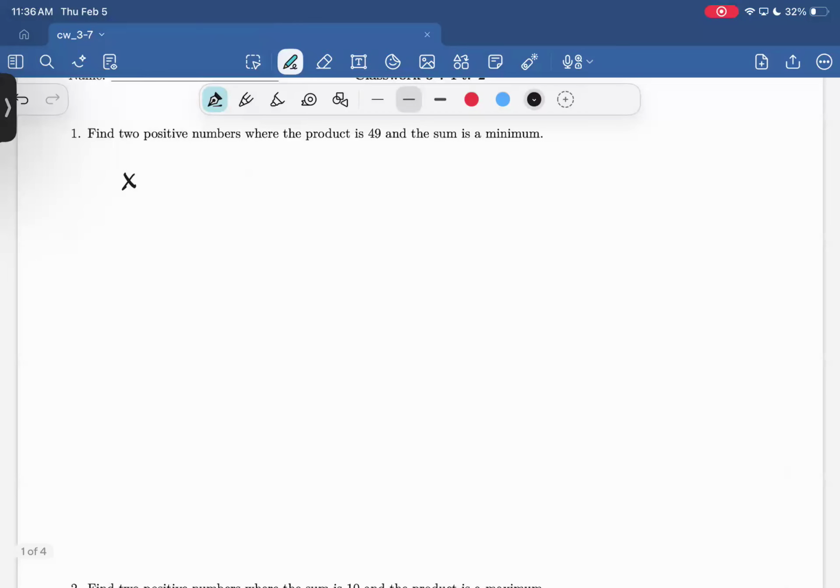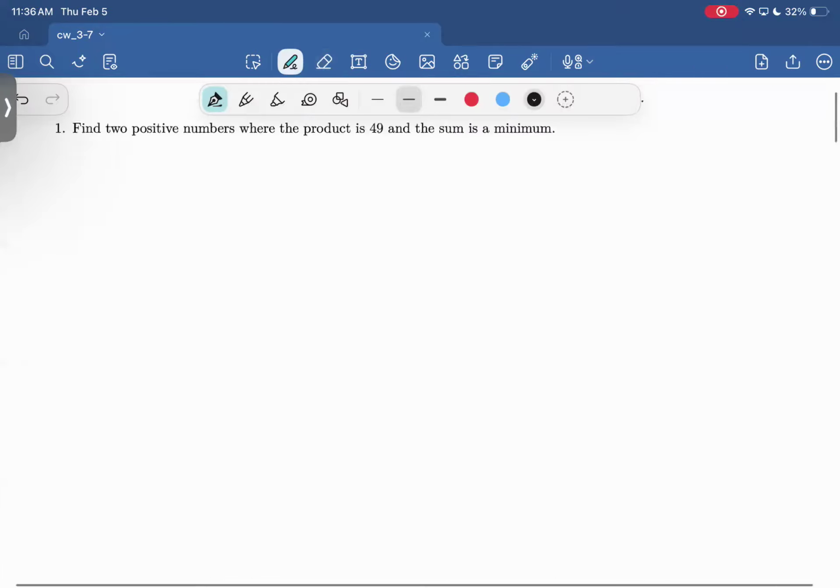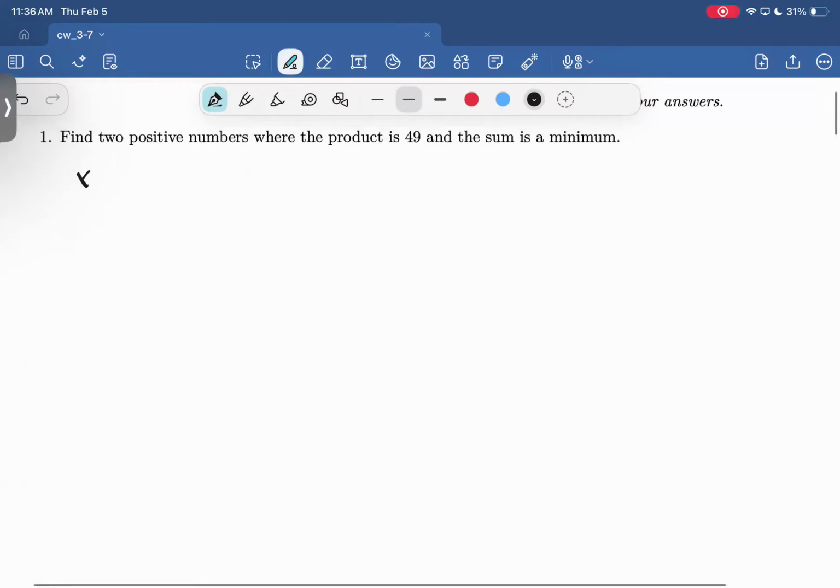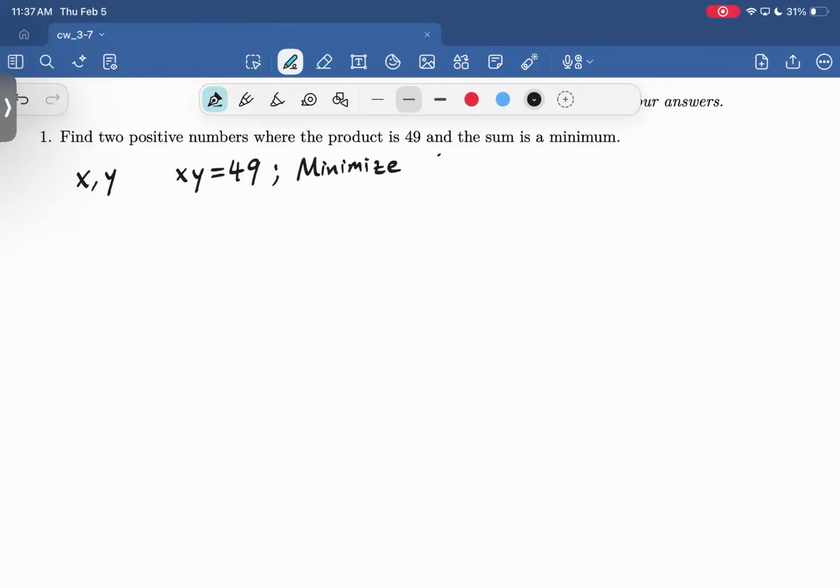Okay, so let's say the two numbers are x and y. What is the condition that our question tells us for x and y? The condition is that x times y has to equal 49. What is the function that we are trying to minimize? We can call that f of x. We're trying to minimize the function f of x equals x plus y.